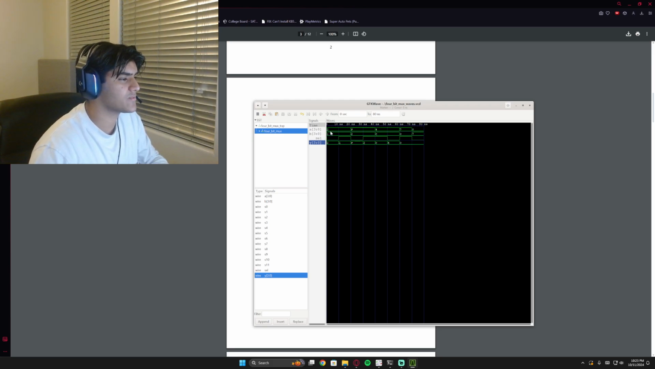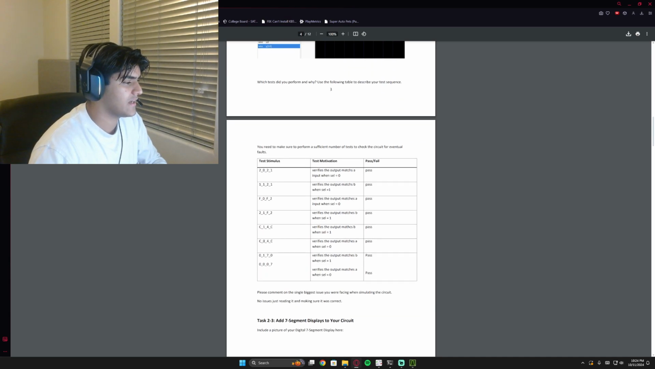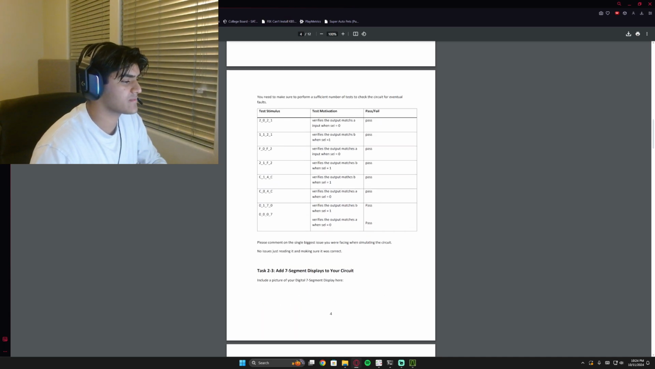In the first test, we did input 2 for A and input 1 for B. Select is 0, so the output should be 2, which is right. Then when select is 1, the output is 1. For the second test, input A is F and input B is 2. When select is 0, output is F, and when select is 1, output is 2, etc. Same thing here as what I just explained. These were all my tests, and as you can see, whenever I change the select, my output was the corresponding one.